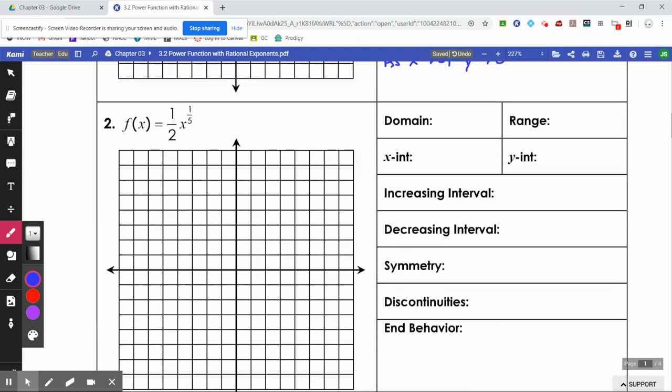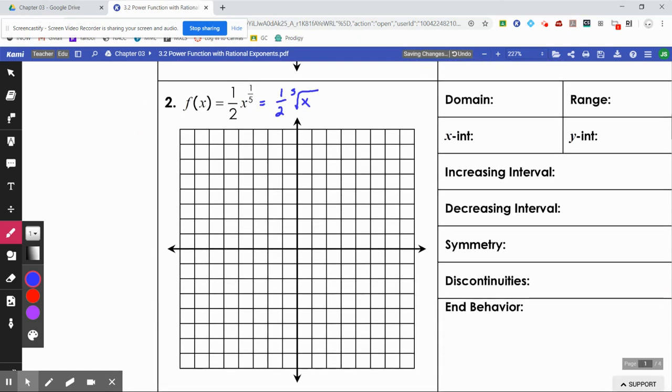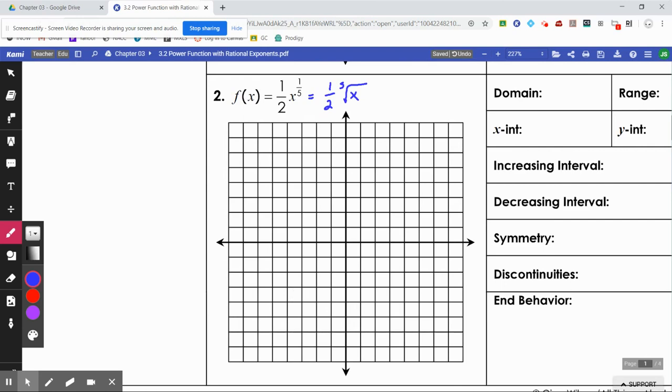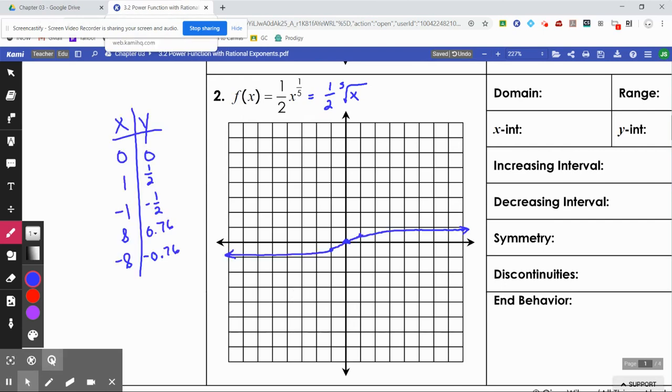Second one, 1/2 x to the 1/5 power is the same thing as 1/2 times the fifth root of x. And we can take the fifth root of negative values. Let's make us a table of values and plot us some points. Okay, so there's your points. Plug in 0, get 0. Plug in 1 and -1, give you 1/2 and -1/2.